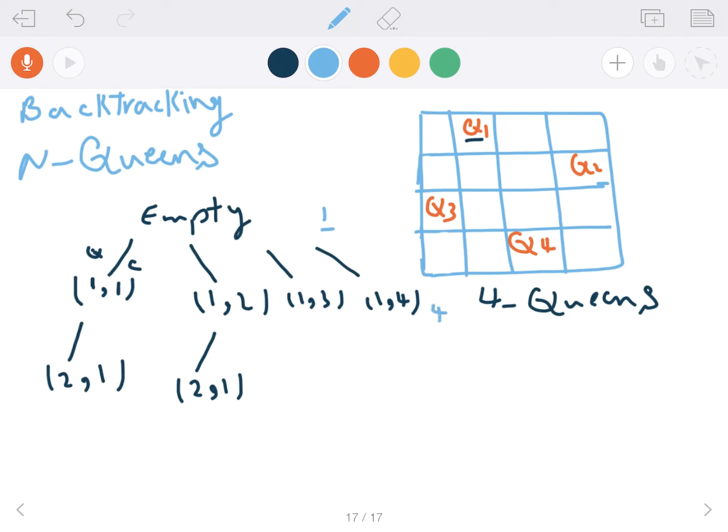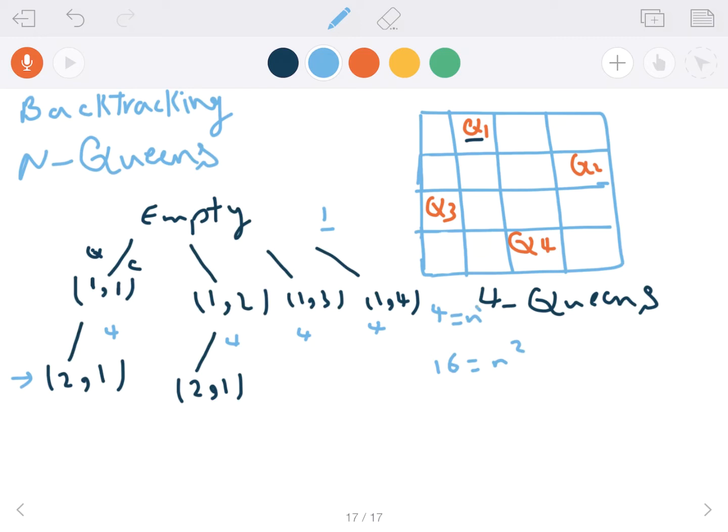For the third row, for every node it's possible to put the queen in every column. So 4 nodes for this one, 4 for this one, 4 for this one, and 4 for this one. That's going to be 16, which is equal to n to the power 2. And this level is n to the power 1.